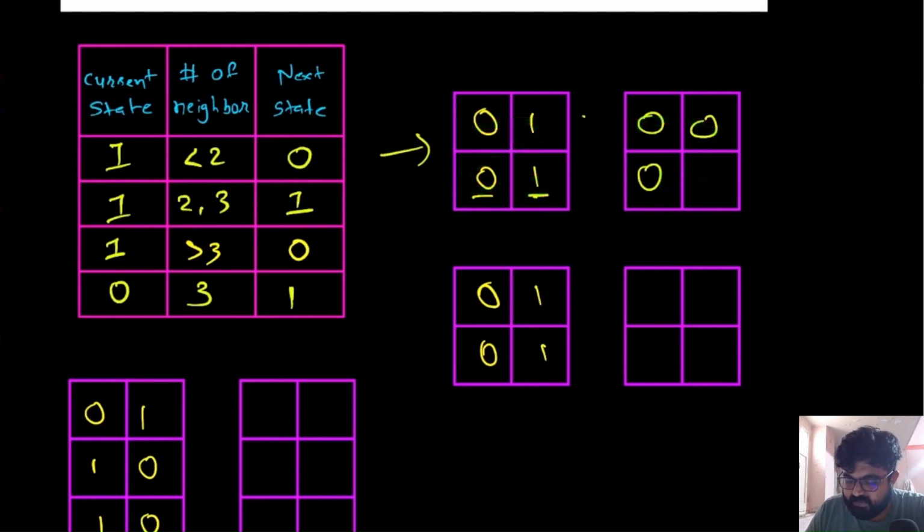Okay, in this case currently this one only has one live neighbor. So again this one has less than 2 live neighbors. Since the number of live neighbors is less than 2, this is also going to become 0. Now let's try to solve this next problem.